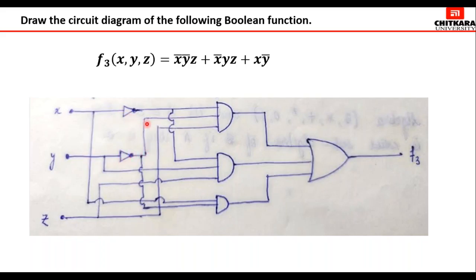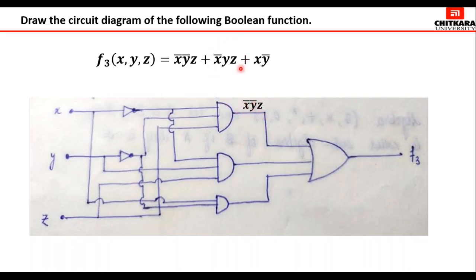Now, this outcome will be Y complement and this outcome will be X complement. X complement, Y complement. And you can see that Z is coming like this. And it is going up and it is meeting here, right? So these three have been combined with the help of an AND gate. So here, my output will be X bar, Y bar, Z.